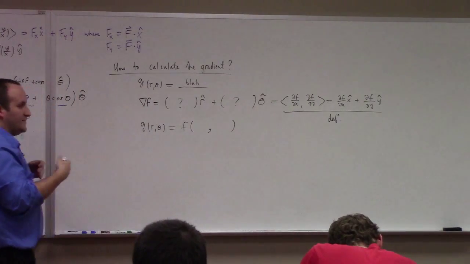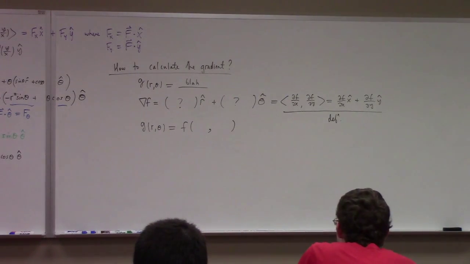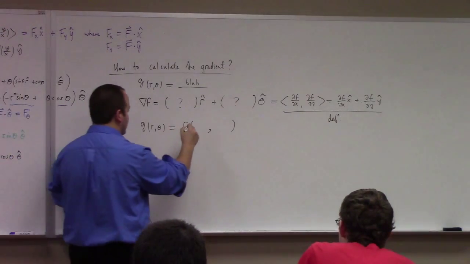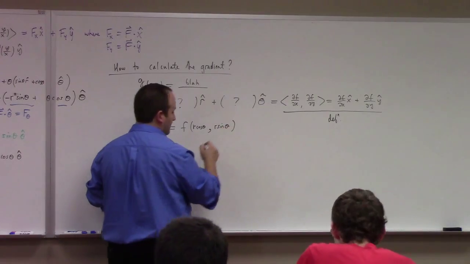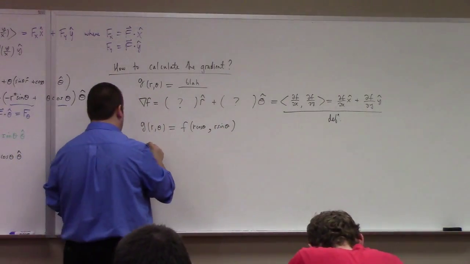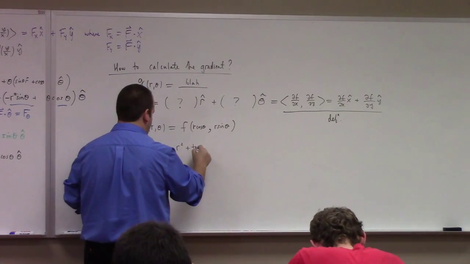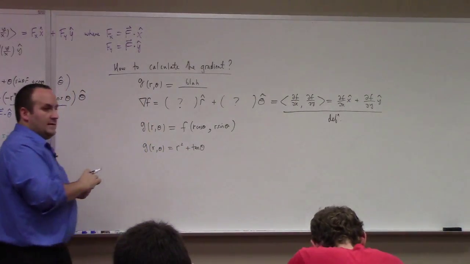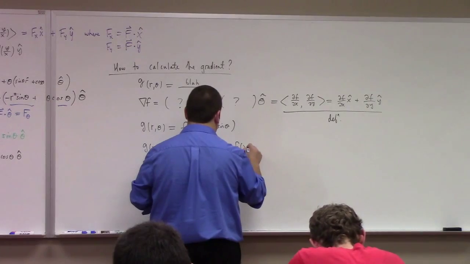Again, they're the same function, they're just written in different coordinates. G of r theta should be f of what? How do you make x and y out of r and theta? Right. So for example, if I had g of r theta equals r squared plus the tangent of theta, then that tells me what's my f of xy then?